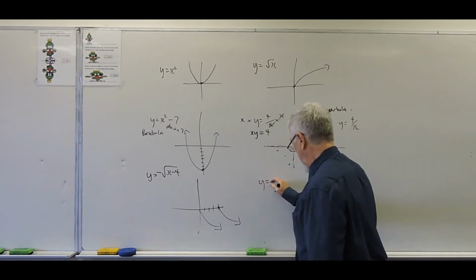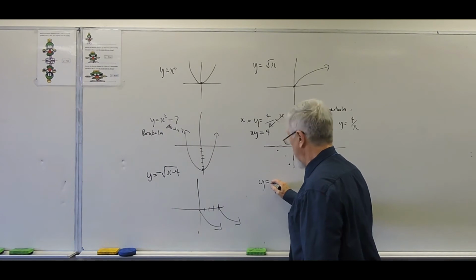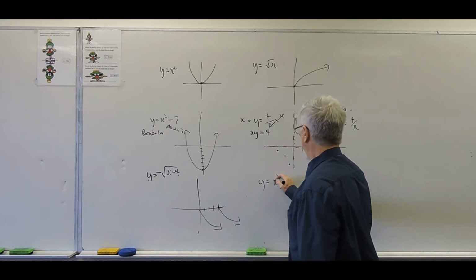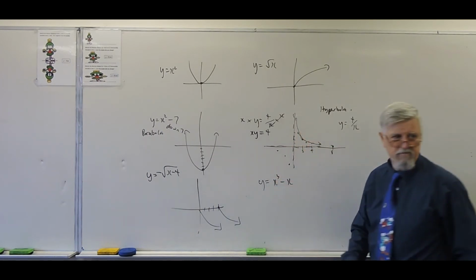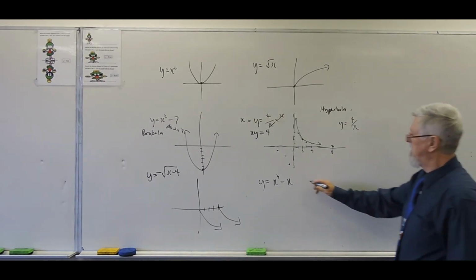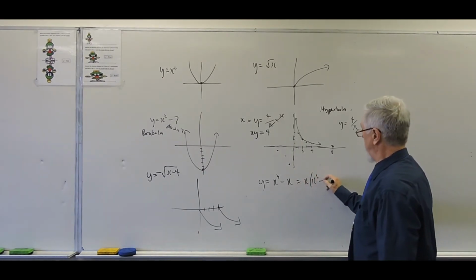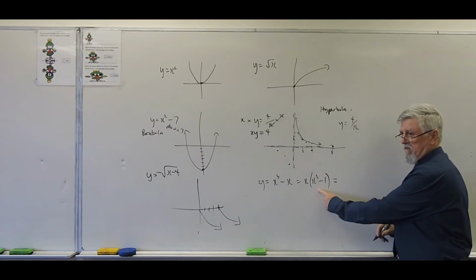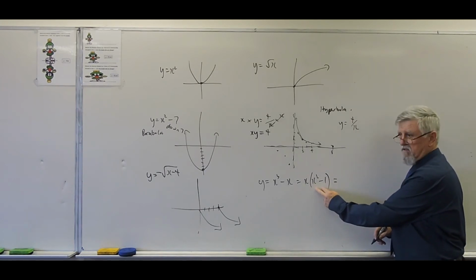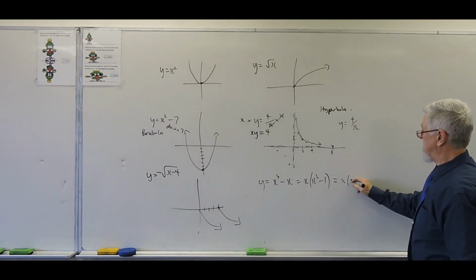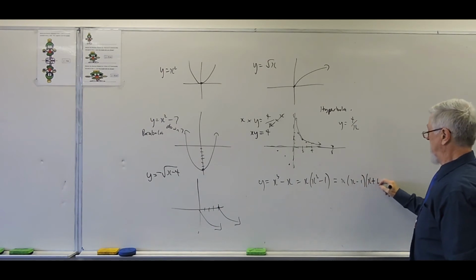Ready? Have we done this one yet? No, let's do this one. x cubed minus x. One more. x outside of x squared minus 1. Anyone remember how to do that? Difference of two squares. So that's x minus 1, x plus 1.